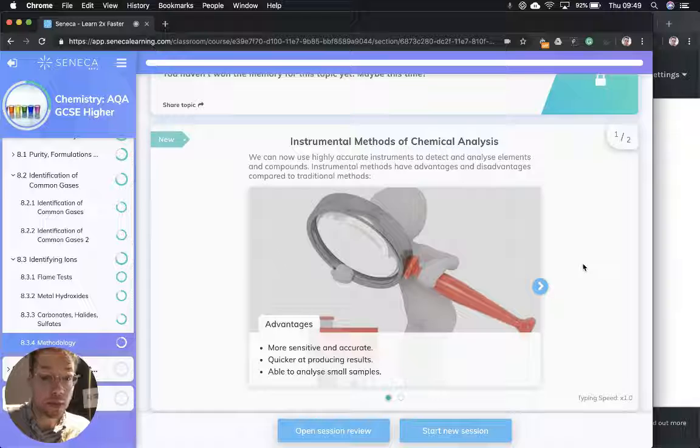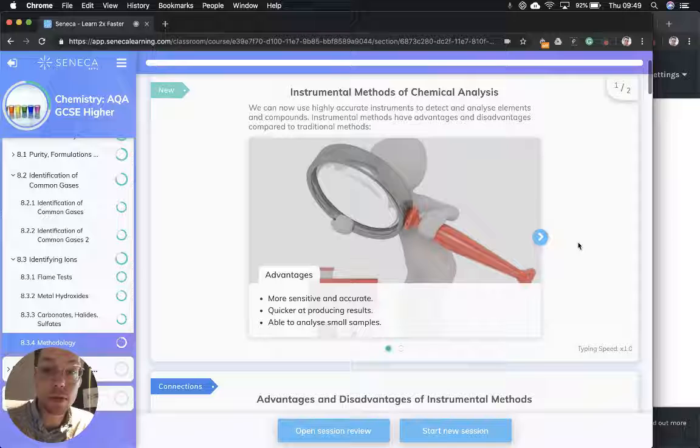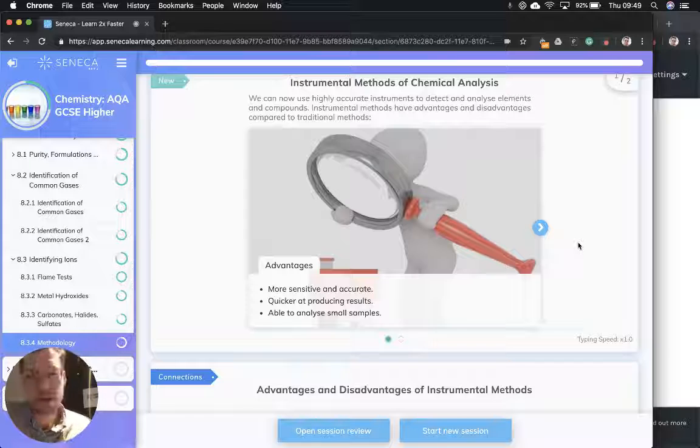Instrumental methods of chemical analysis is where we're going to start, okay? In this modern world we live in, we can now use highly accurate instruments to detect and analyze elements and compounds. Instrumental methods have advantages and disadvantages compared to traditional methods. So, what are some of these advantages? They are more sensitive and accurate, they're quicker at producing results, and you're able to analyze small samples, okay?